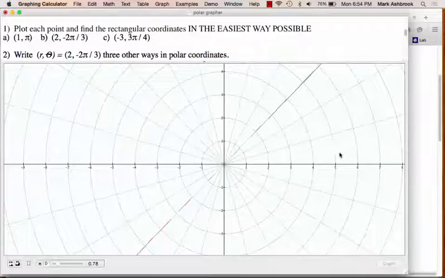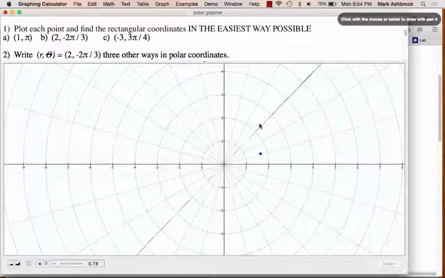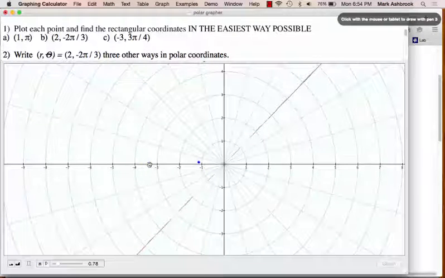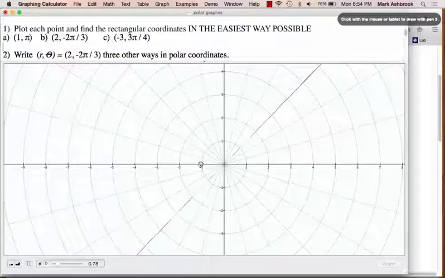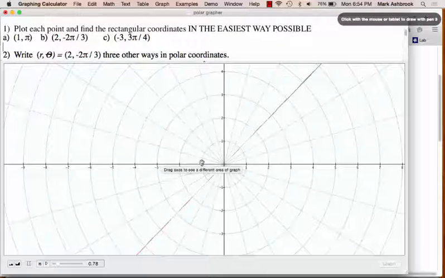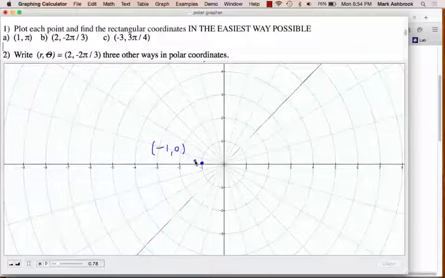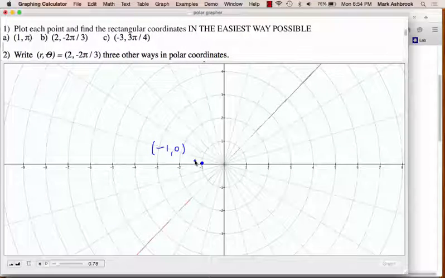Okay, what is 1, pi? So pi takes us to the negative x-axis. We're going to go a distance of 1. We're going to plot that point, and then we're just going to write down the xy coordinates, right? Which is negative 1, 0. No math to do, right? No math to do. Does that make sense? That's the point negative 1, 0 in the xy plane. You don't have to do the formulas. That's what I was getting at.